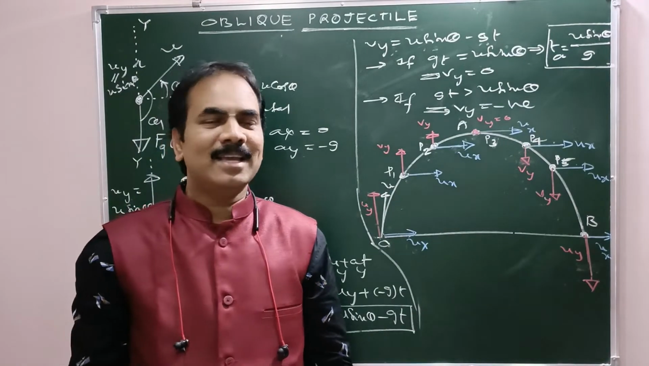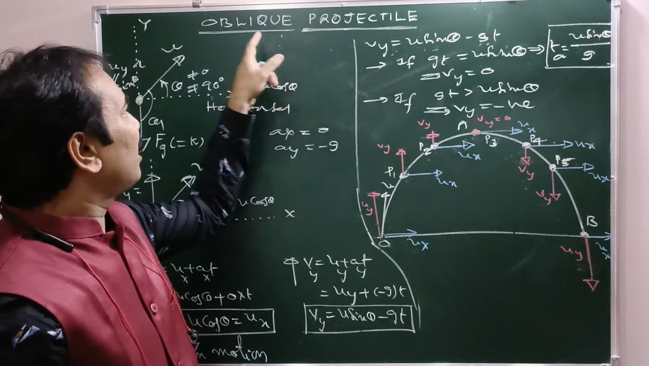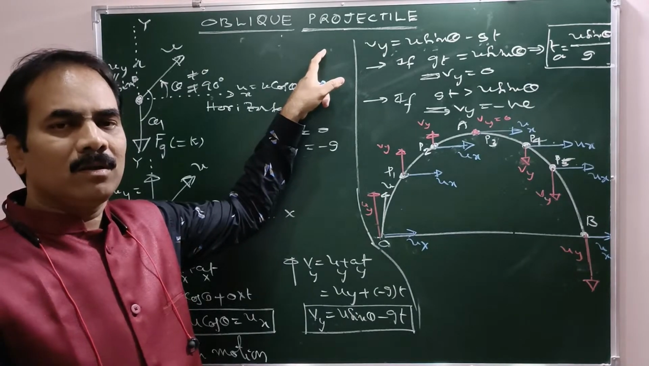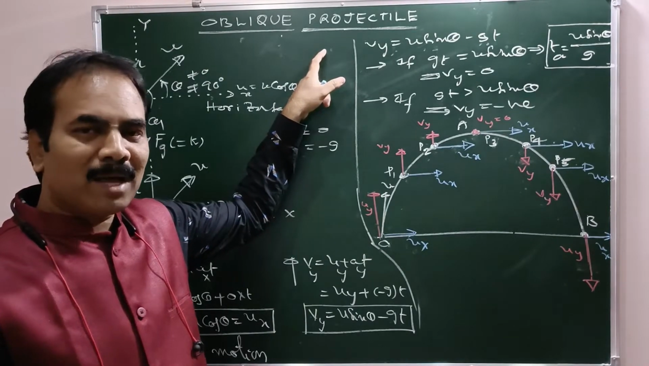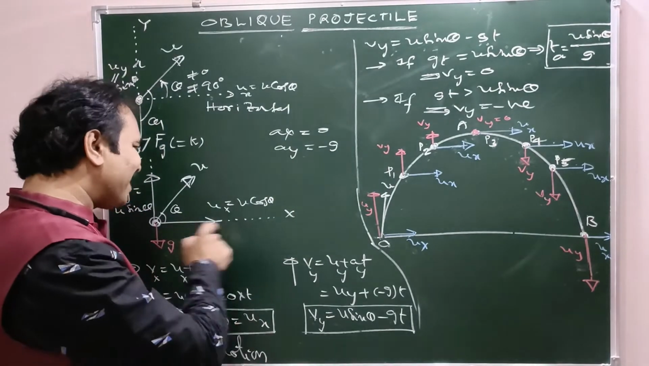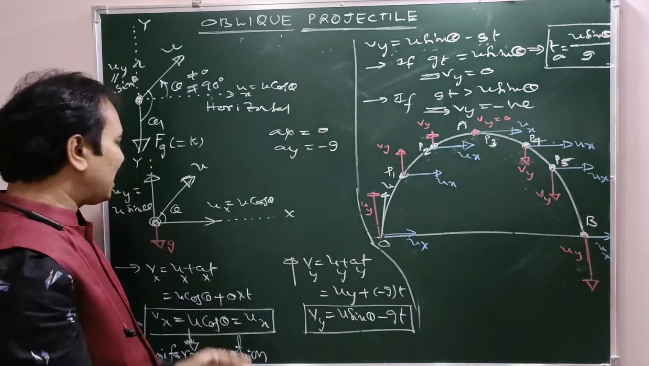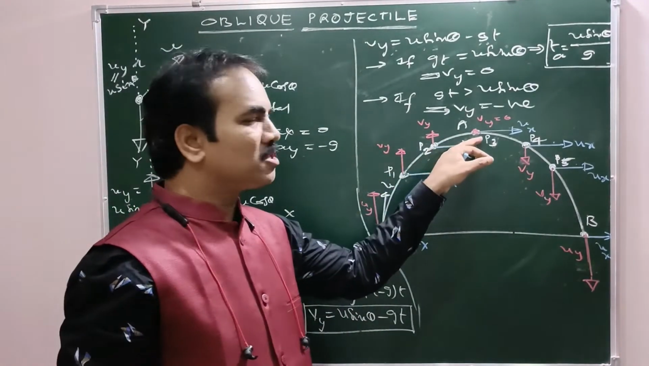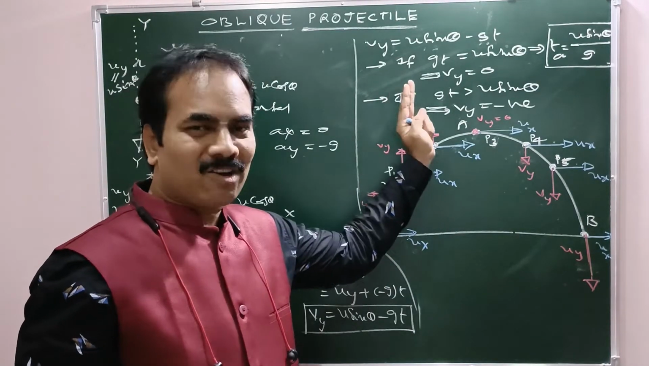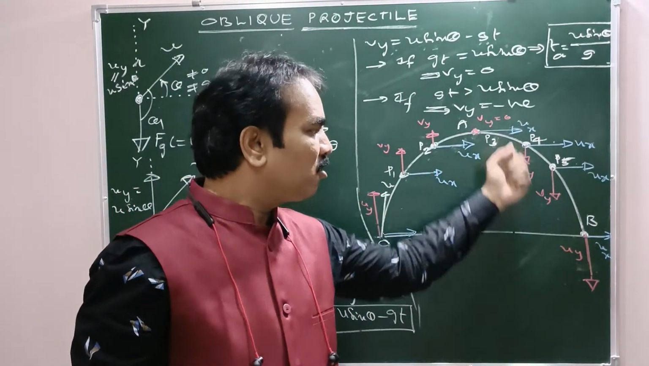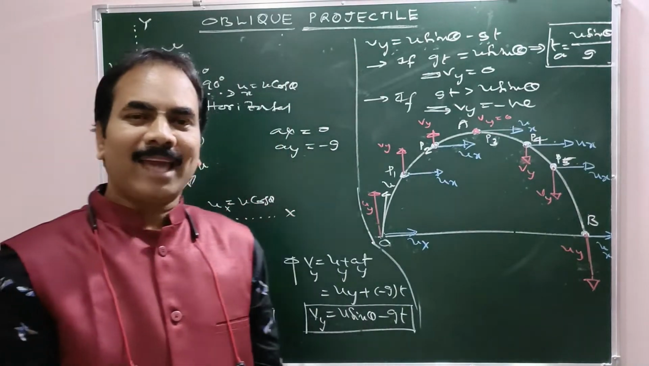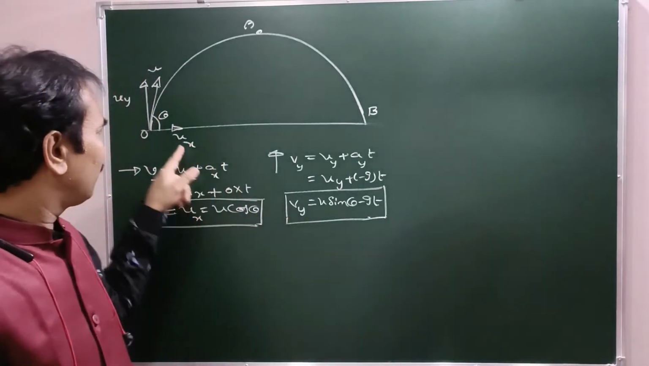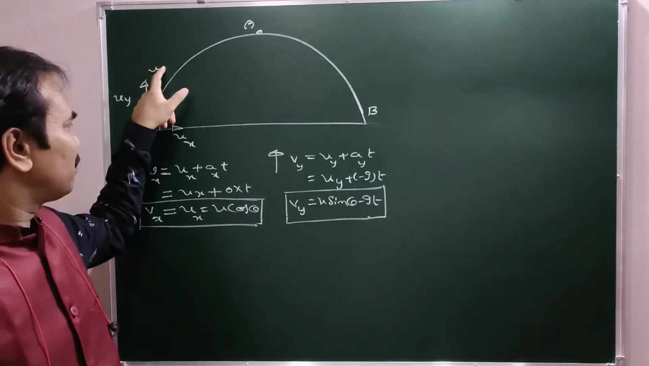So that's the reason why projectile motion, especially oblique projectile motion, is the combination of two linear motions which are mutually perpendicular to each other. One is along the x-axis, that is uniform motion. Another one is along the y-axis, that is, for half of the motion uniformly retarded, for the rest of the motion uniformly accelerated, right? Okay.